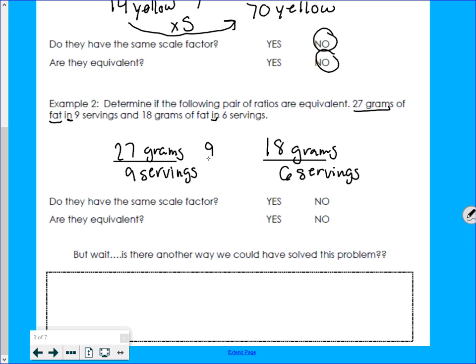But if we simplify by 3, we get 9 over 3. So now, to get from 9 to 6, I can multiply by 2. And to get from 9 to 18, I can also multiply by 2. They do have the same scale factor, so they are equivalent.